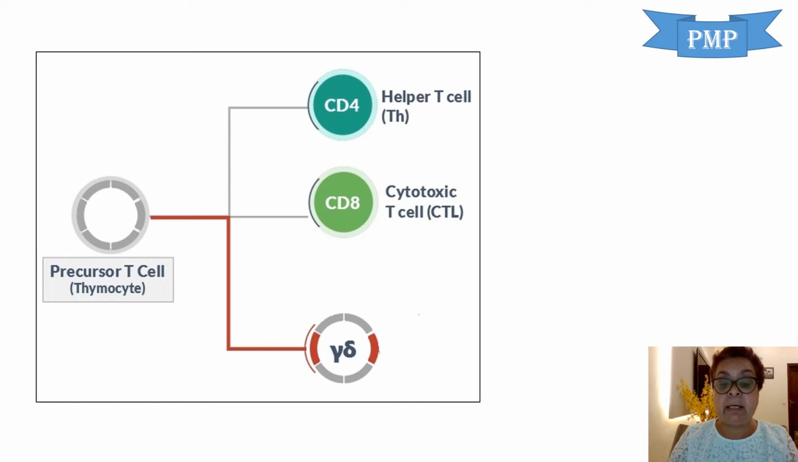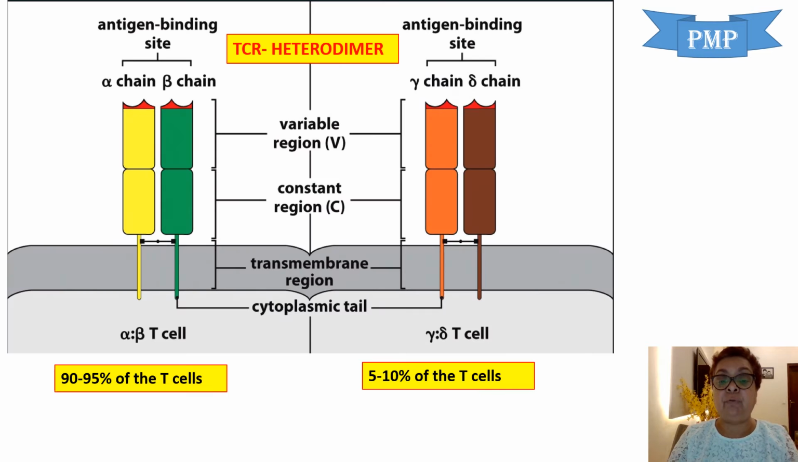But the gamma delta T cells are a totally different subset of T cells which have the gamma delta T cell receptor. So on the left hand side, you can see the CD4 and the CD8 T cell receptors, the alpha chain and the beta chain. 90 to 95% of the T cells have this kind of receptor. But on the right hand side, 5 to 10% of the T cells, which are the gamma delta T cells, the receptor is composed of a gamma chain and a delta chain.